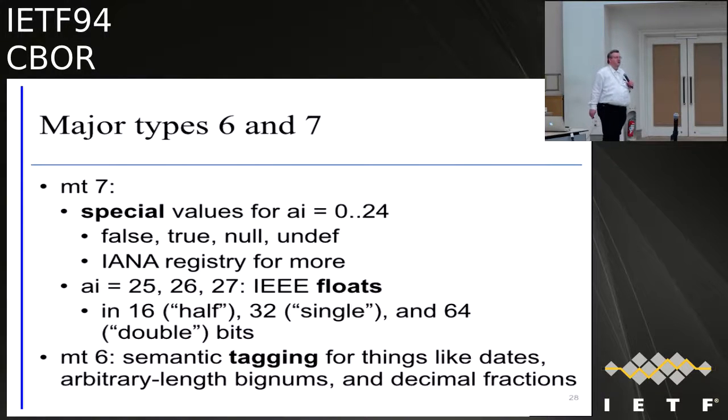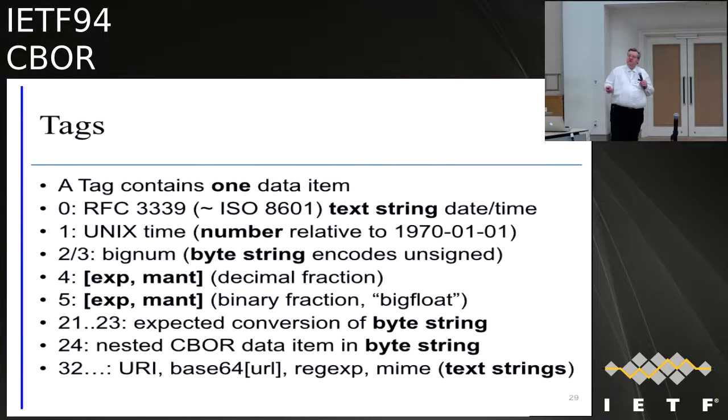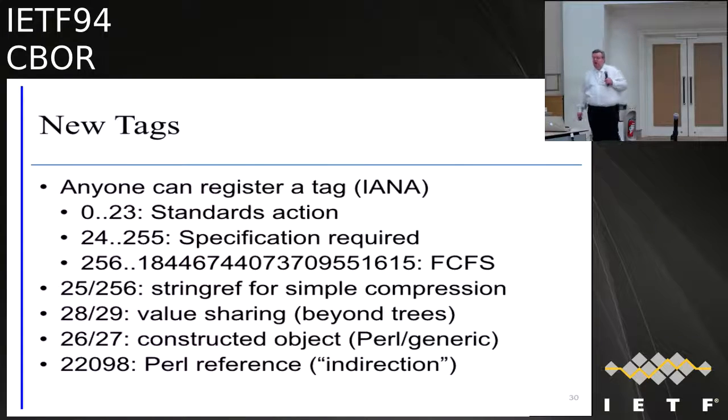So how do we make this format extensible? We defined one major type which allows you to associate a number with a value. And those numbers are registered values, and they tell you what that value actually is. So for instance, number 0 means the value is a text string that is structured according to ISO 8601 in the RFC 3339 form. 1 means this is a Unix time, a number of seconds relative to 1970 January 1st. We have big nums, we have decimal fractions, big floats, and a few other things that not everybody needs, but that are useful to have predefined if you need them. And anyone can go ahead and register a tag.